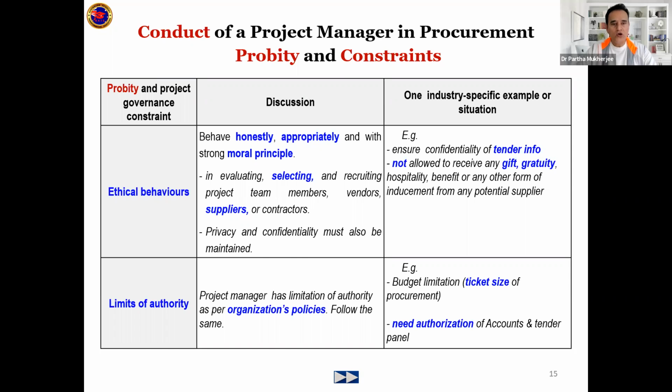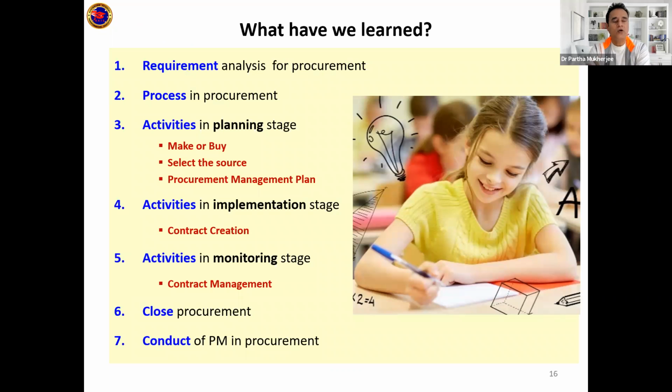So what we have learned today: we have learned how to do the requirement analysis. What are the processes in procurement? Plan, action, the tender, administration, management, and close. Then the activities in the planning stage: decide make or buy, select the source, write a project management plan. Then during the implementation of the procurement activities, you will create a contract. Also, during monitoring, you will administer the contract management.